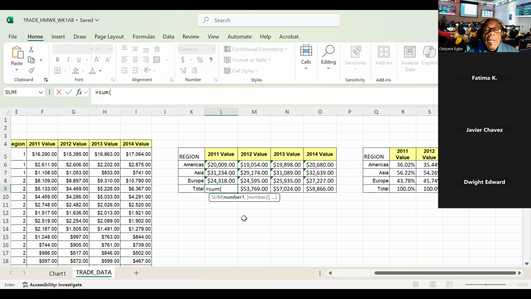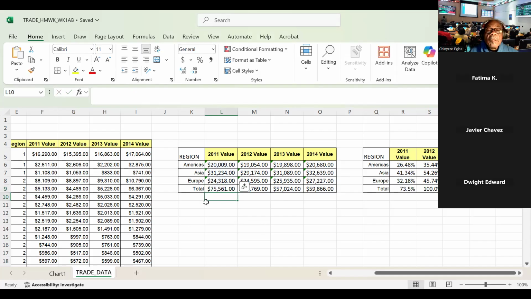I added only 2 instead of all of them. Okay, so this is L5 to L8. It goes from L6 through L8, equals sum L6 through L8. Yeah, L6 to L8. Okay, so we have 75. All right, so the percentages now change.